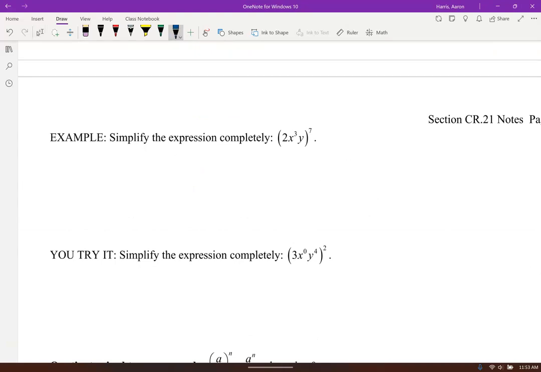I have a power of a product, so I'm going to take each of those. 2 to the 7th. X to the 3rd is to the 7th. Y is to the 7th. And then 2 to the 7th gives us 128. Power of a power, I'm going to multiply those.